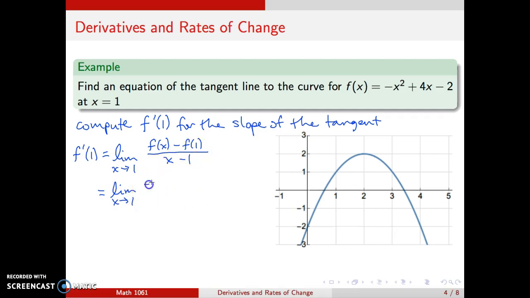And so that's negative x squared plus 4x minus 2. That's the f of x part. Minus f of 1 is going to be negative 1 plus 4 minus 2, which equals 1.